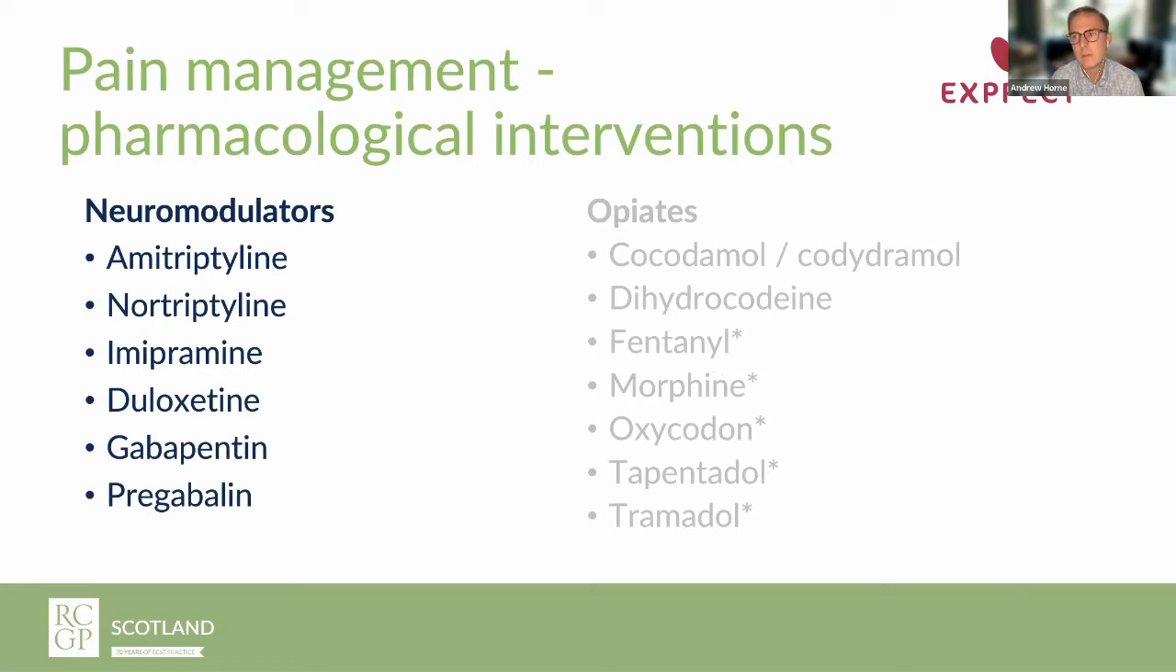So the other area which is of particular interest to me is alternative management strategies involving the neuromodulatory drugs which I've listed here. Of course we have tricyclic antidepressant drugs, amitriptyline, nortriptyline, and imipramine, SNRI, duloxetine, and the gabapentinoids, gabapentin and pregabalin. And the rationale for using these drugs in endometriosis is that around 75% of patients with the condition have a neuropathic component to their pain.